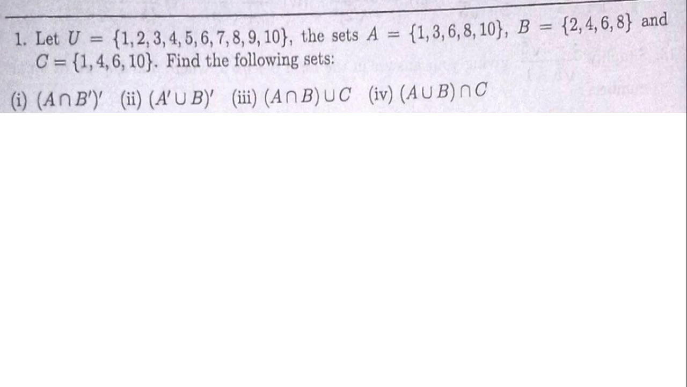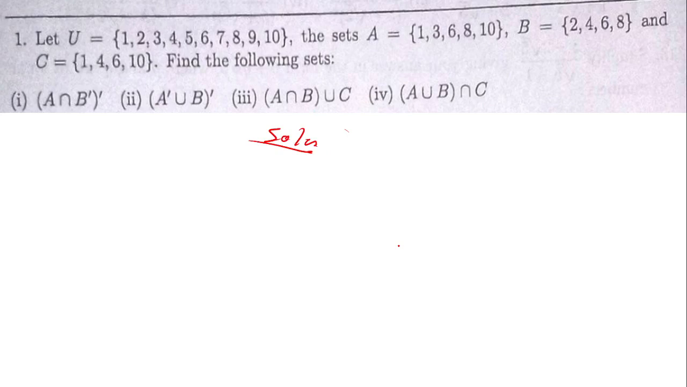So let's quickly start with question 1. Question 1 is saying, let U be equal to that, the sets A be equal to that, B be equal to that, and C be equal to that. Find the sets, this one, that one, and that one. So I'll write my solution like that.